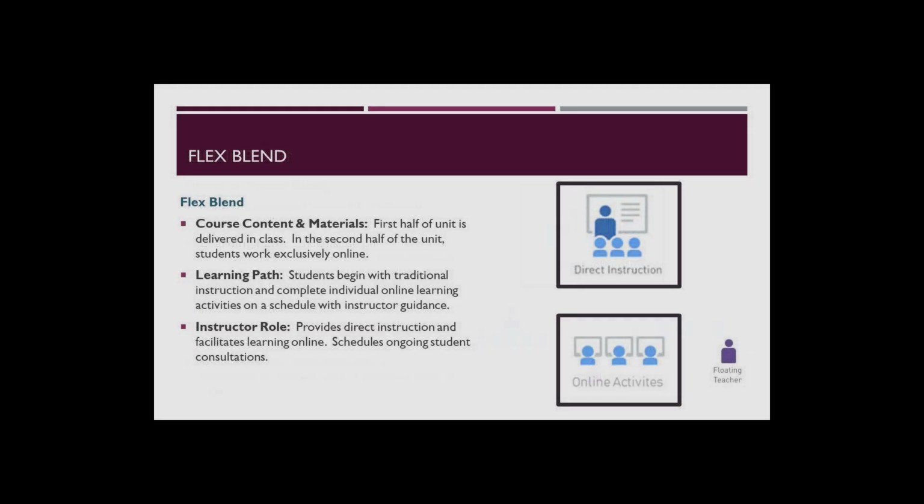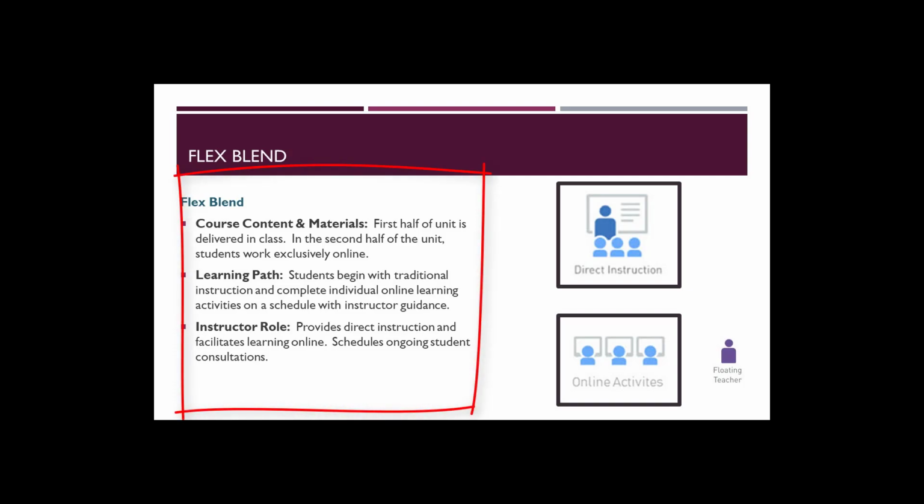The Flex Blend is another model commonly found in community colleges. This is where you take a unit and deliver the first half of it in a traditional face-to-face model, and then move the second half of the students' work online. We usually might do this with a project or a research paper or some kind of case history exploration. As the instructor, you will check in during the learning process and schedule ongoing student consultations so they can complete this project or paper.